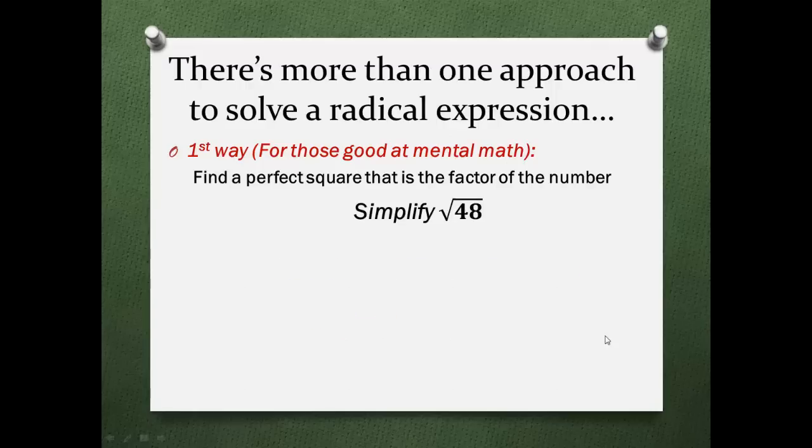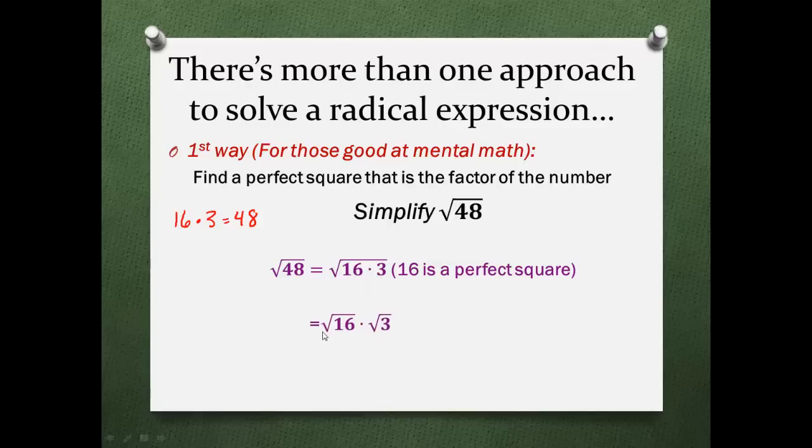So basically, let me go back a little bit. We're starting with the square root of 48. We're saying, okay, 48, you can get that by doing 16 times 3. So if I can get that by doing this, I can say the square root of 48 is the same thing as the square root of 16 times 3. And then I separate it so that it's the square root of 16 times the square root of 3.